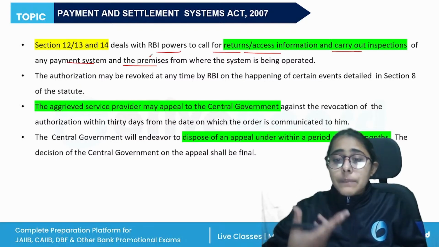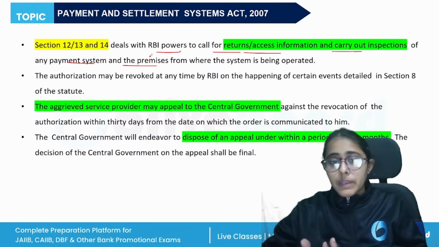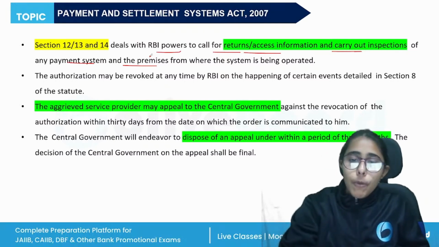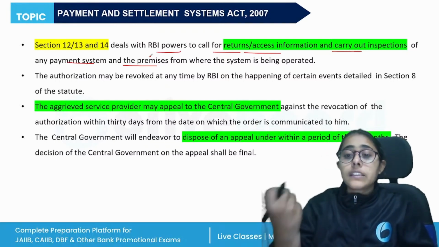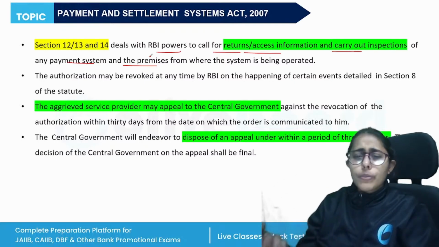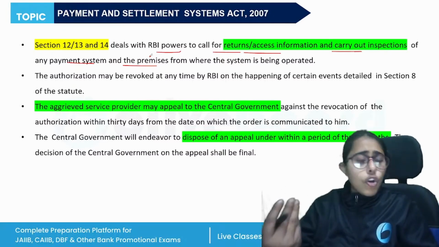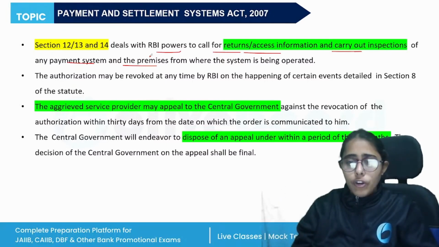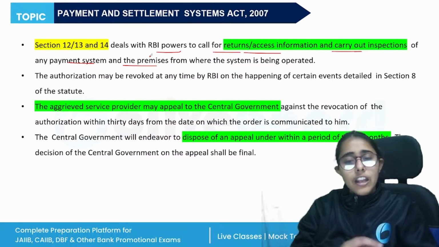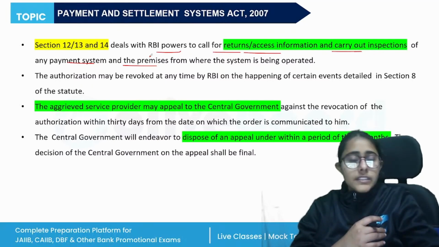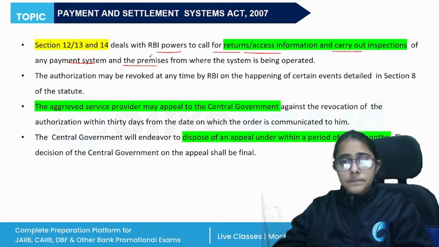They can enter any premises without prior notice being given where the payment system is being operated. They may inspect any equipment like the computer system, document. They can ask any employee to give information, right? They can ask to furnish information or documents as may be required by the officer. So these are the provisions for the information and inspection given in section 12, 13 and 14. So RBI can carry out the audit and inspections of the payment systems as well as the participants.